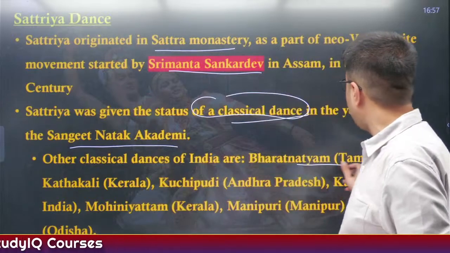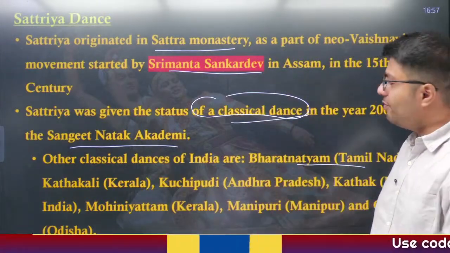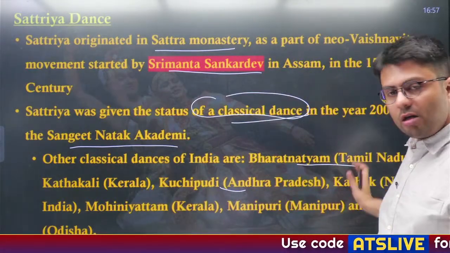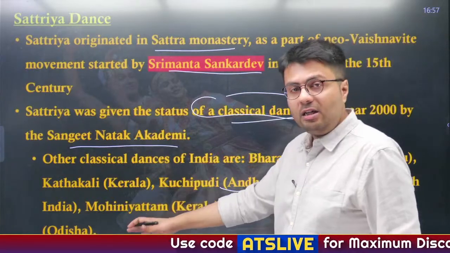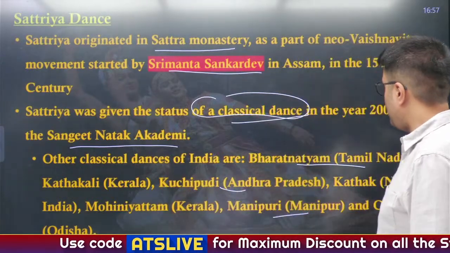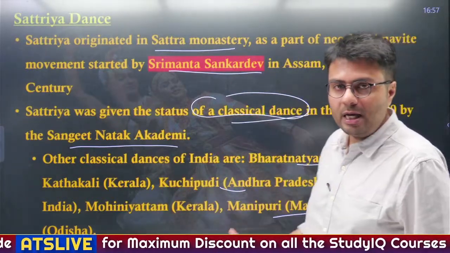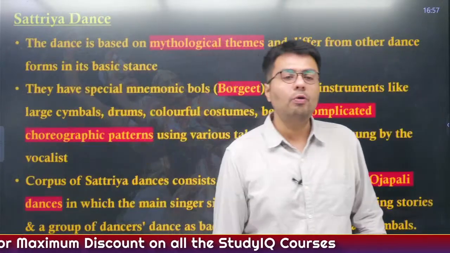India also has other dances which are classified as classical dances. These include Bharatanatyam of Tamil Nadu, Kathakali of Kerala, Kuchipudi of Andhra Pradesh, Kathak of North India, Mohiniyattam of Kerala, Manipuri of Manipur, as well as Odissi, which is related to Odisha.